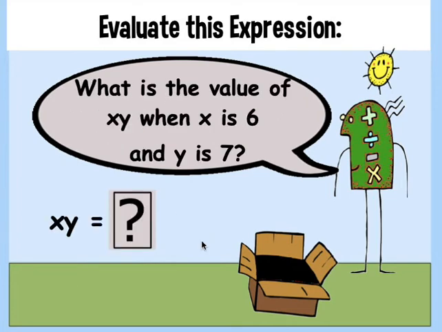What is the value of xy when x is 6 and y is 7? Just like when a number and a letter touch, when two letters touch, it also means multiply. So this time we're going to do 6 times 7, and we know that 6 times 7 is 42.